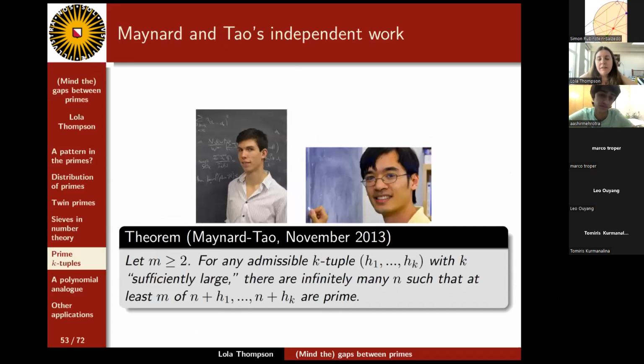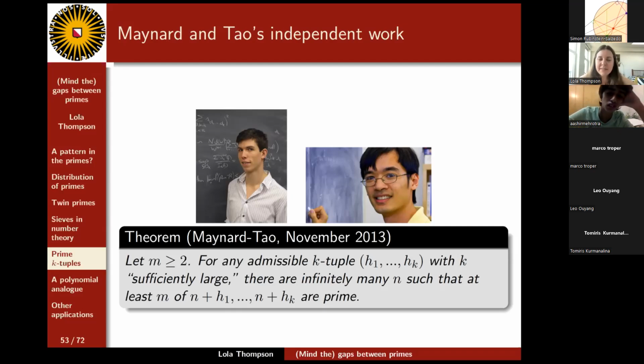However, in November of 2013, six months after Yitang Zhang's amazing discovery, there was a paper on the arXiv by James Maynard, and apparently Terry Tao, who's in the other picture, had a paper in the works that was doing basically the same thing. I'm giving them both credit here because they were both so close. And it says the following.